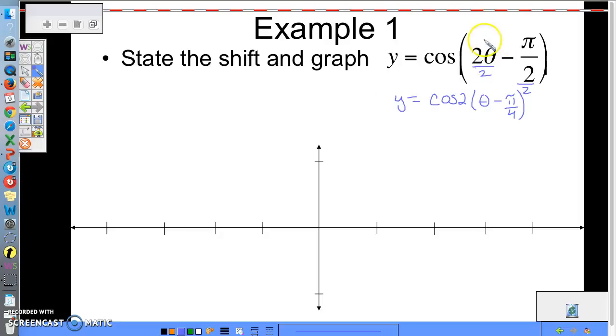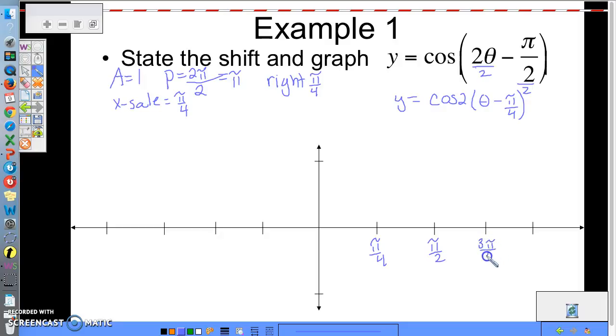So we have to make sure that theta is by itself when we're identifying everything. So our amplitude is 1. Our period would be 2 pi over our k value, which is 2. And our x scale would be pi over 4. There's no up and down shift, but what does the minus do? It goes to the right pi over 4. So our scale, 1 pi over 4, pi over 2, 3 pi over 4, and pi. We'll just label the positive ones, and we know our amplitude is 1 and negative 1.